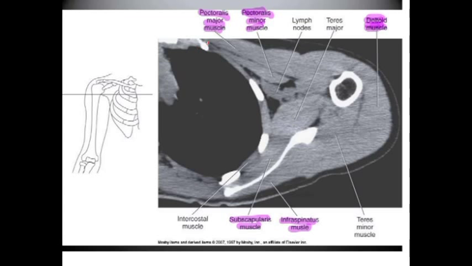So here is the pectoralis major, pectoralis minor, deltoid, trapezius, subscapularis, infraspinatus, teres major, and teres minor.